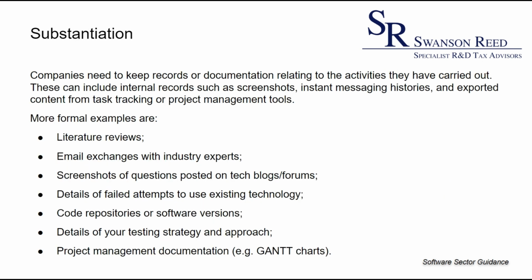Companies need to keep records or documentation relating to the activities they have carried out. These can include internal records such as screenshots, instant messaging histories, and exported content from task tracking or project management tools. More formal examples are literature reviews, email exchanges with industry experts, screenshots of questions posted on tech blogs/forums, details of failed attempts to use existing technology, code repositories or software versions, details of your testing strategy and approach, and project management documentation, for example, Gantt charts.